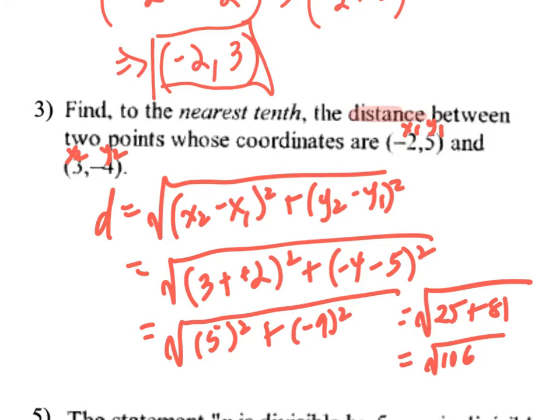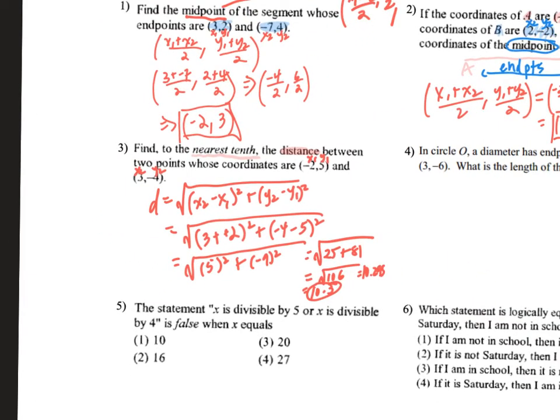When I actually put the square root of 106 into my calculator, let's see, we get 10.295, okay, around 10.295, right? But once again, we want to make sure that we're reading our directions pretty carefully. So this says to the nearest tenth, right? So that means I'm going to round to the first place after my decimal point. So that's going to round to 10.3. And that's going to be the distance, approximately, between those two coordinates.